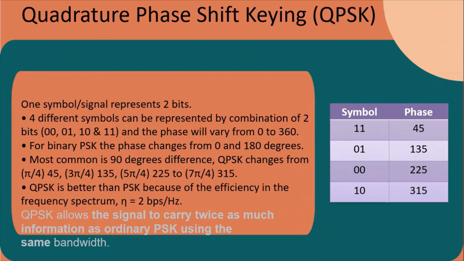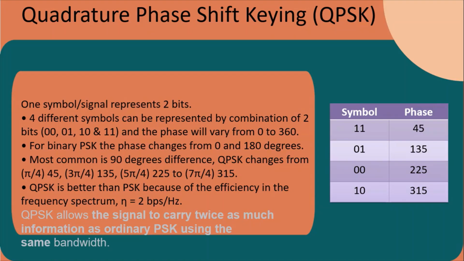So now we'll introduce a new method called quadrature phase shift keying, QPSK. In this method, one symbol represents 2 bits. That means 00, 01, 10, and 11 can be represented by a combination of 2 bits, and the phase will be varied from 0 to 360 degrees. For binary PSK, the phase changes between 0 and 180 degrees.